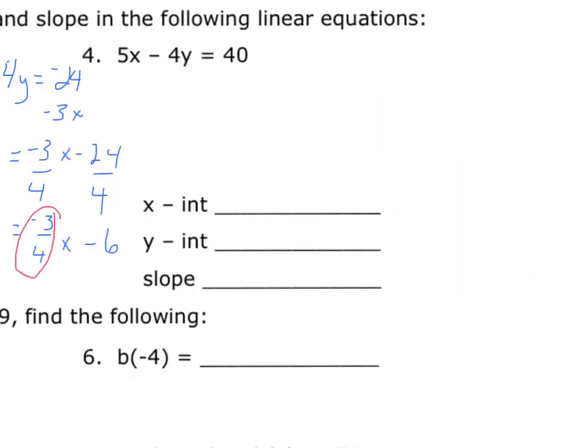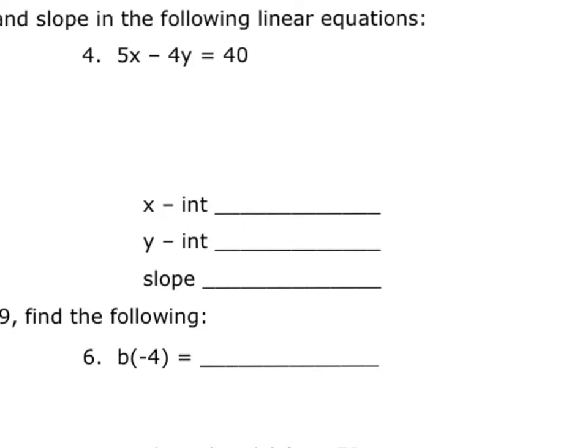Okay, number 4. We're going to look for the x and y-intercept and the slope again. So first we will start with the x-intercept. So we're going to say that the y is 0 in this problem. And we are going to solve for x. So up here, if I put 0 in for y, negative 4 times 0 is 0. So we can just act like that's not there at all. And we solve for x. So when y is 0, x equals 8.